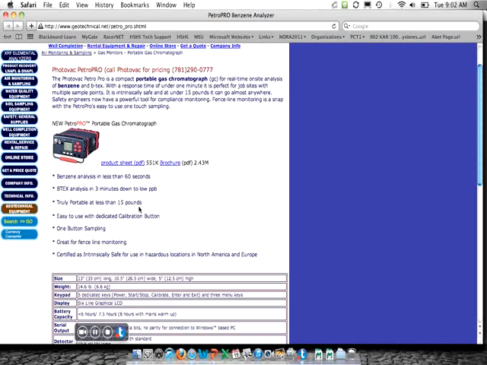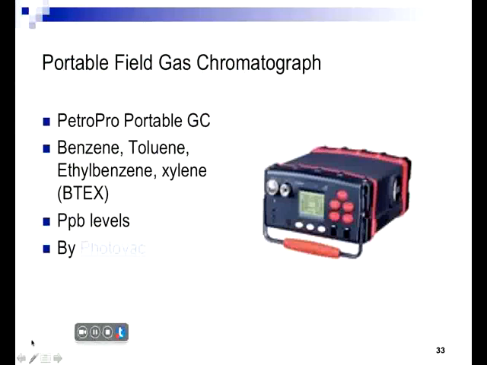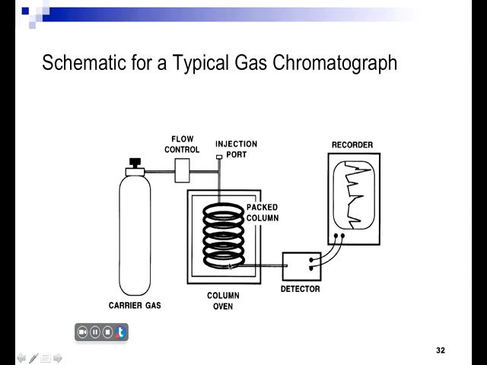That whole GC components that I showed you on the previous slide, they've miniaturized them so it can fit in this case. It only weighs 15 pounds, so that's light enough that you can lug it around a different facility and get BTEX measurements. And it's pretty easy to use. You can use these for many different types of applications, but you do have a GC column inside of these, which is separating out the chemicals by having them go down a column, come out at different times, and then measuring them.